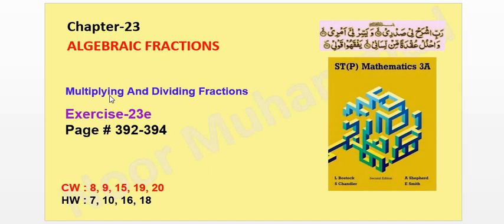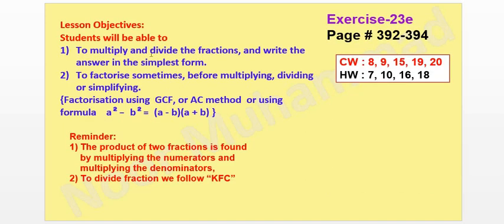Bismillahirrahmanirrahim. Chapter 23, multiplying and dividing fractions. So our main objective is how can we multiply or divide the fractions and write the answer in the simplest form. And sometimes we need to factorize the fractions before we multiply or divide them, or before simplifying. To factorize, we are going to use the GCF method, the AC method, or the formula for the difference of squares, right?